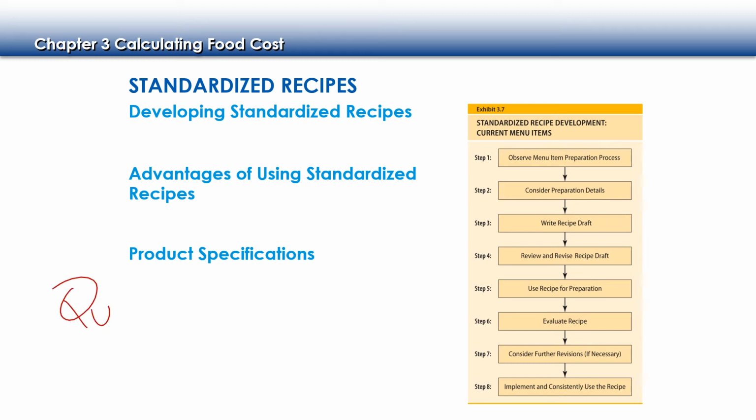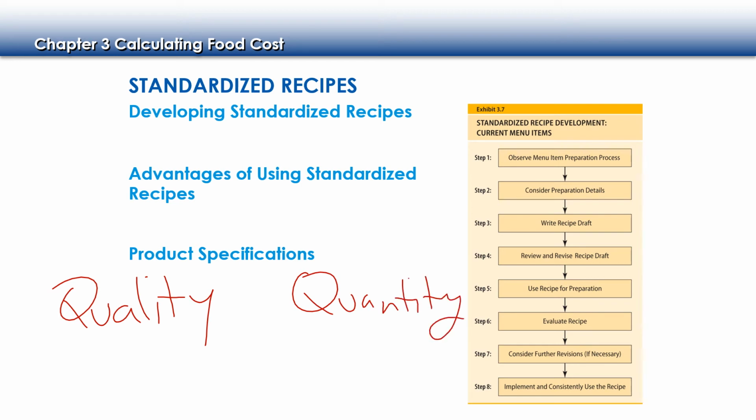Okay. We want to make sure our product specifications are in place. And just like a previous discussion, we have quality and quantity product specifications. So quality is maybe the type, a thing about the ingredient. Quantity is the number of ingredients that go into a recipe.